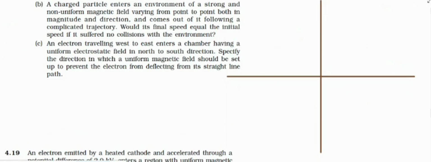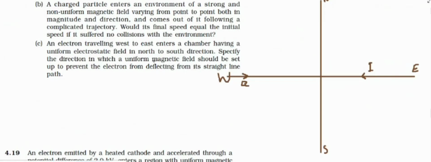So we can have north, south, east, west directions. Then the electron is traveling from west to east, while current is from east to west.